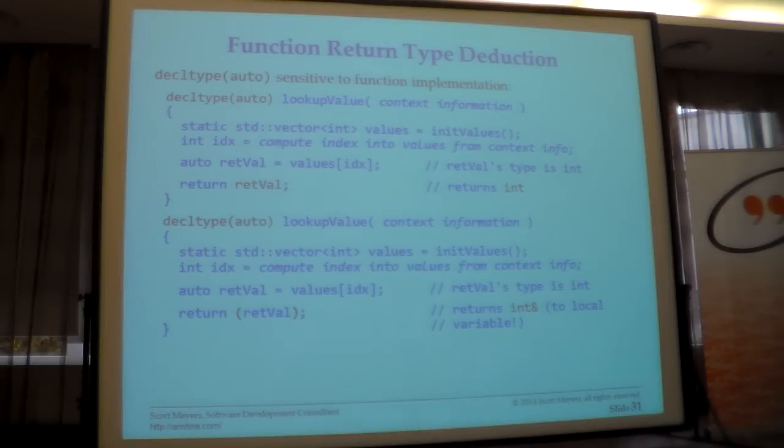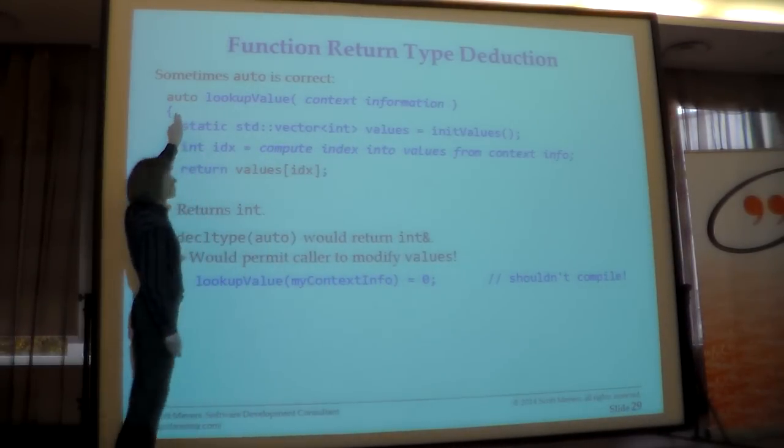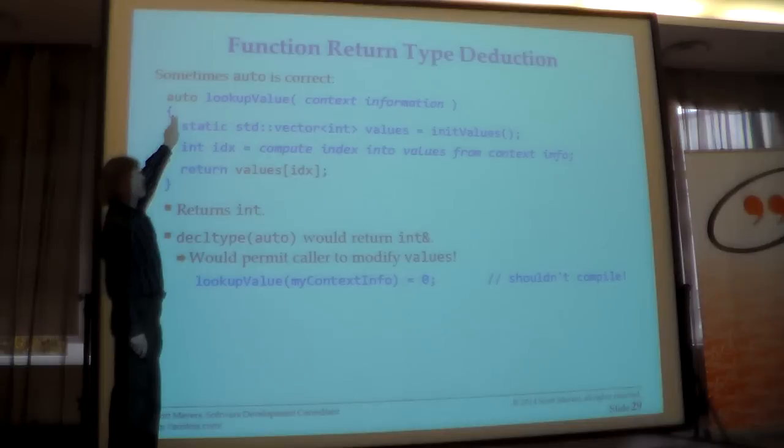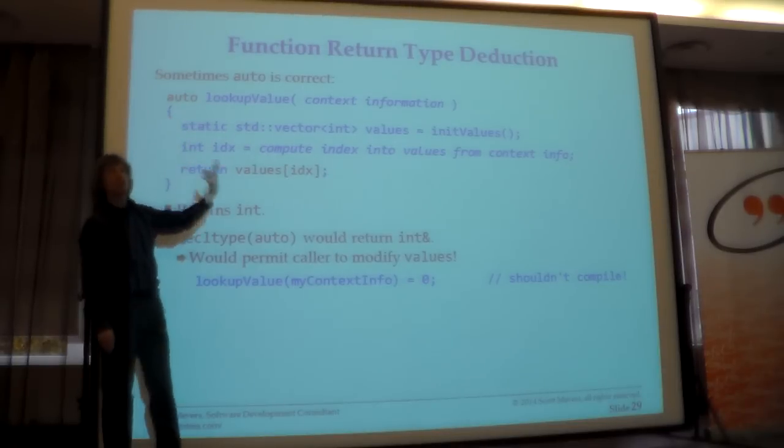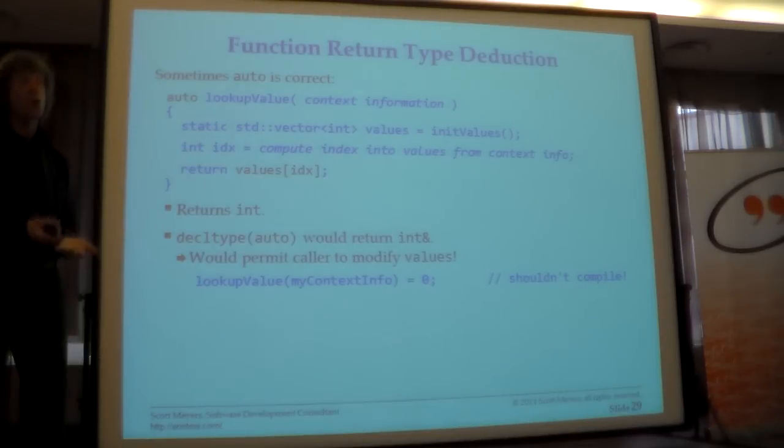Yeah? Can it have const auto reference as a return type? So the question is, can I have const auto ref as a return type? And the answer is yes. So if I go back two slides, I can make this const auto ref. I could make this just auto ref if I wanted to. So yes, you can adorn auto with references and consts if you want to, or pointers for that matter.